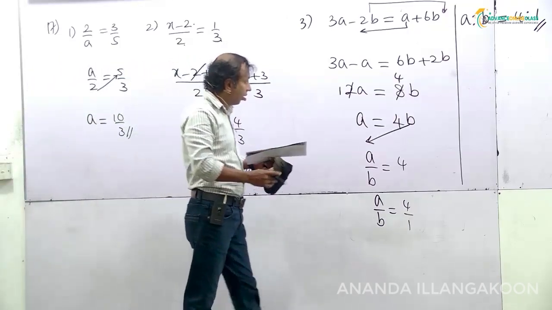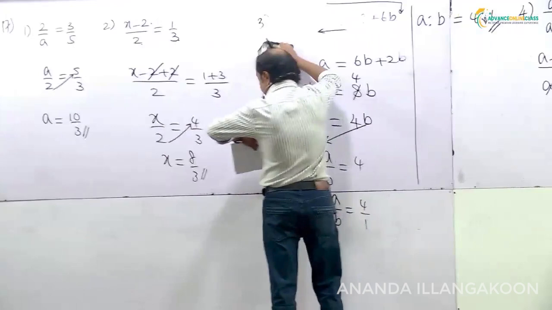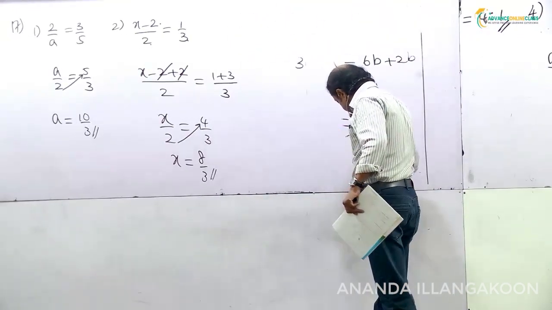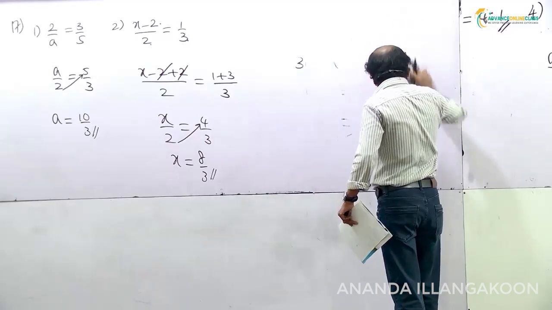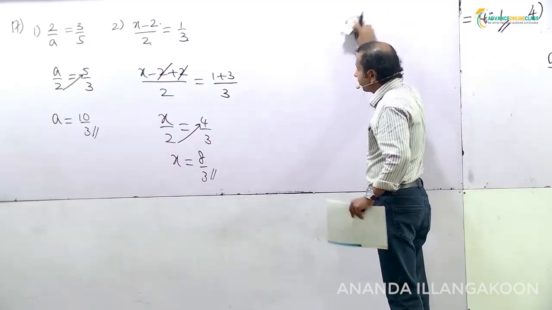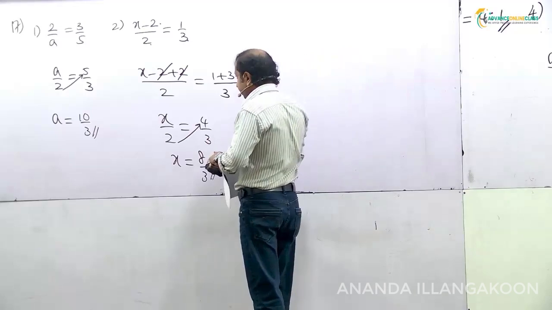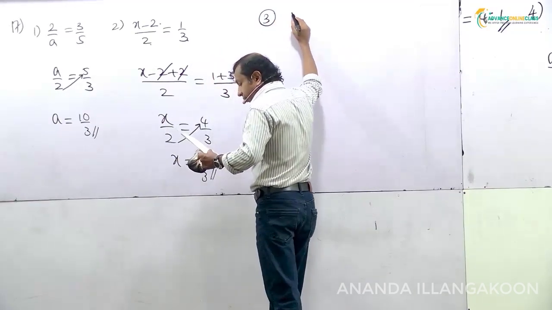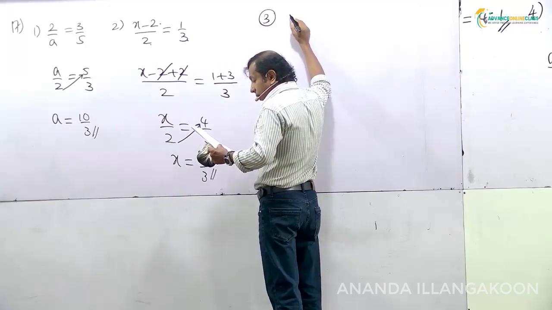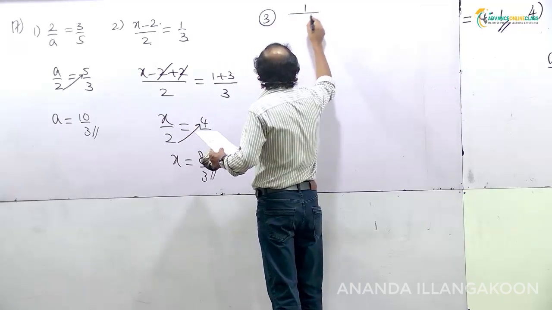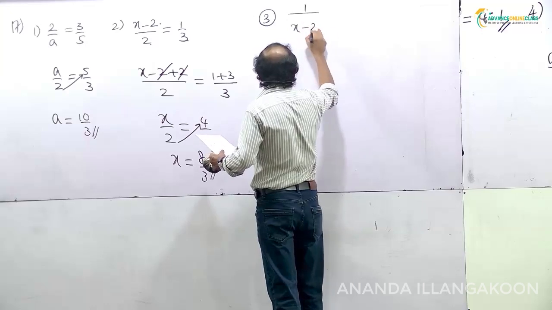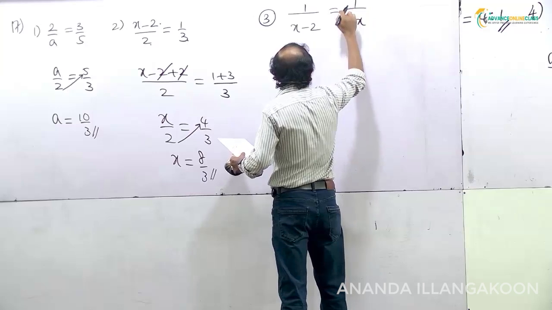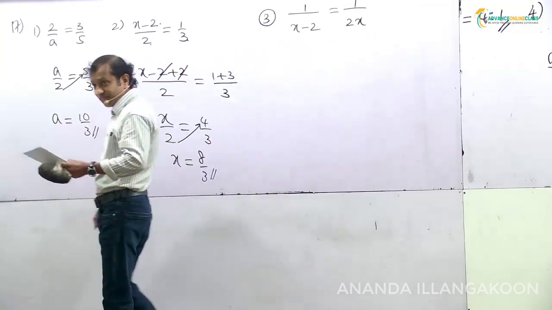That's the third one. The fourth one we already did. Third one is 1 upon x minus 2 equals 1 over 2x. Find x. What is the easiest way?